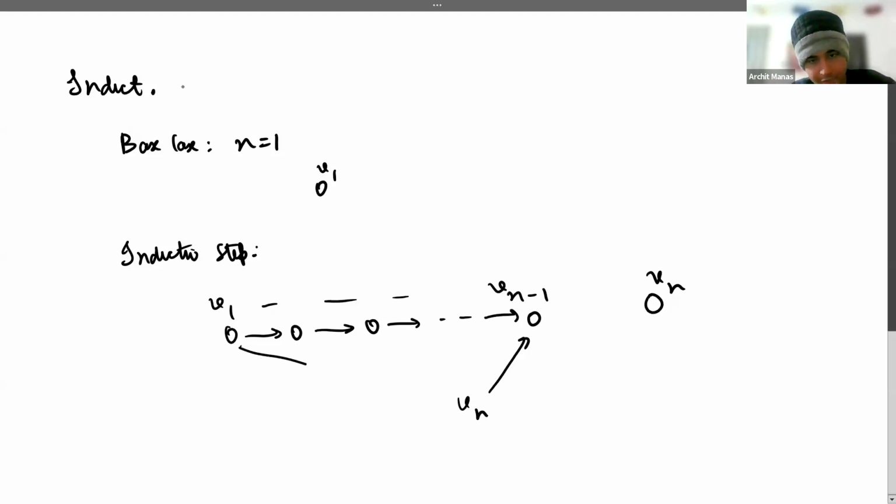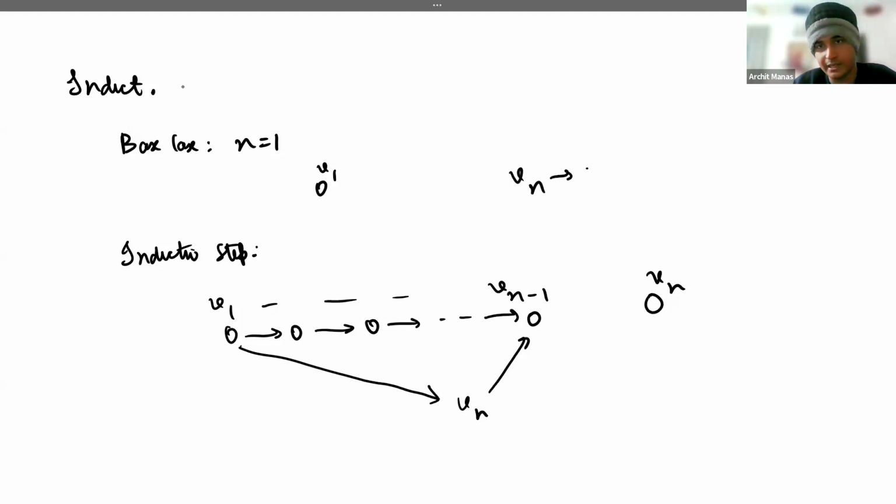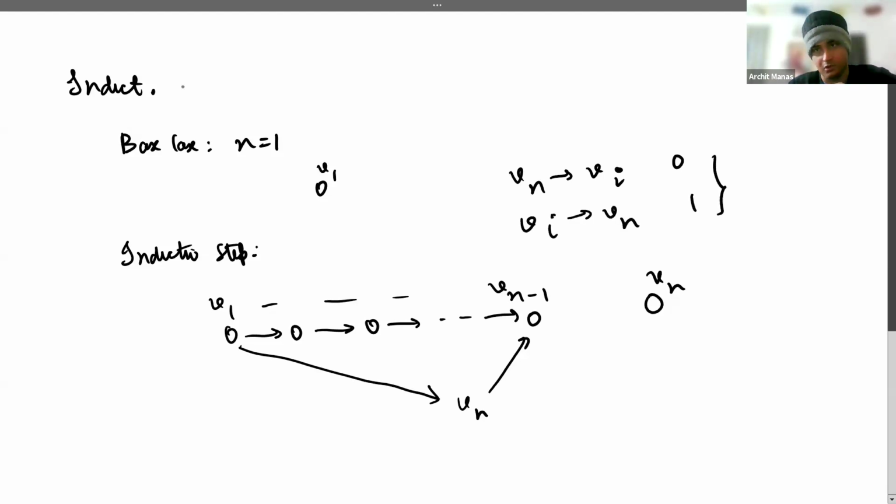And so essentially what you have now is this sort of variable. So let's say if v_n points to v_i, we denote that with a 0. And if v_i points to v_n, then we denote that with a 1 on the edge between the two. So can anyone tell me what this edge will be labeled?